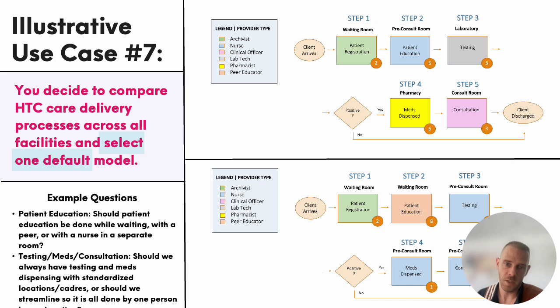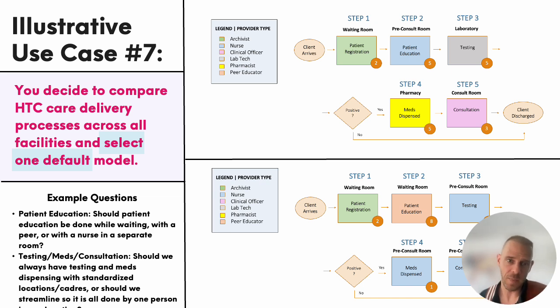Or for the various steps 3, 4, and 5, which include testing, meds dispensing, and consultation, should we always have testing and meds dispensed in standardized locations with standardized cadres? So for example, meds dispensing always happens in the pharmacy with a pharmacist, and testing always happens in the laboratory with a lab technician. Or, as in the bottom figure, might we consider combining those so that the testing, the meds dispensing, and the consultation all happen by a nurse in the pre-consultation room?